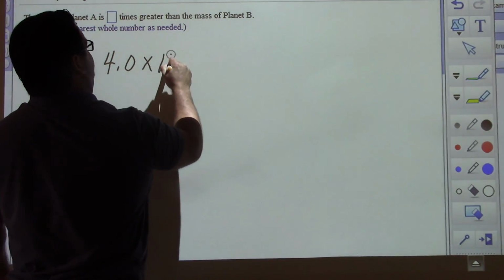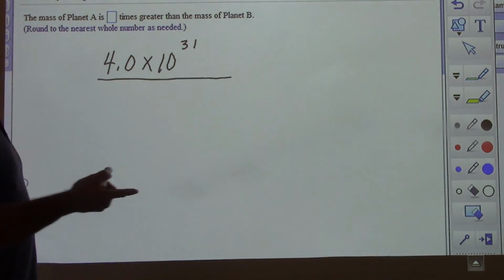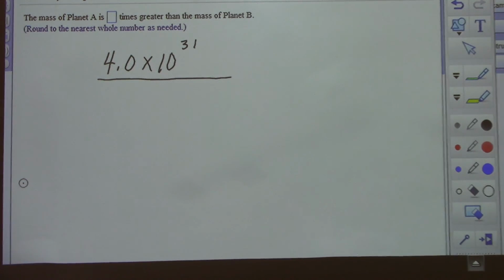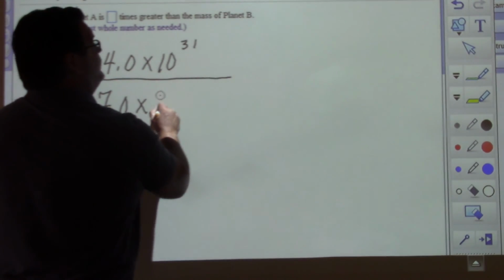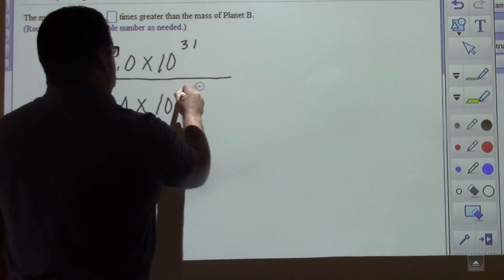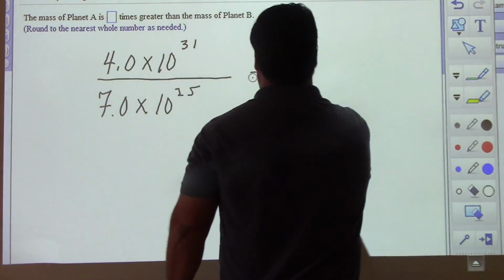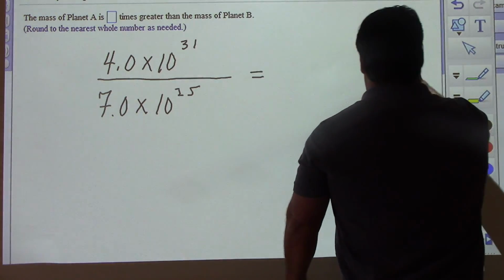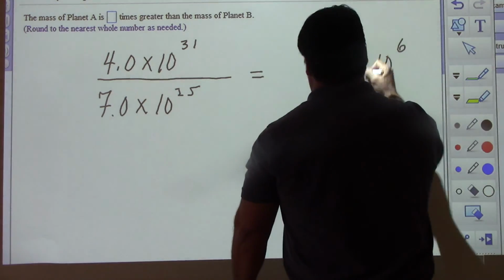So 4.0 times 10 to the 31. And the reason I do 4.0 is to show you where the decimal is. You don't have to do that, but it shows you where the decimal is, and it's easier for some people. And 7.0 times 10 to the 25th. And what's 31 minus 25? 6, Hubert. That's right, class. Thank you for enunciating when I can hear you.